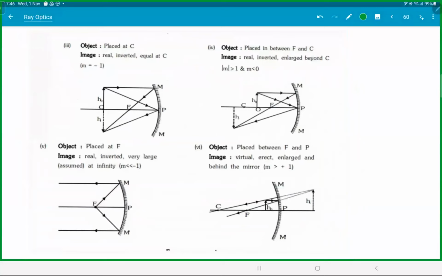Look at these cases. If you keep the object at the center, you get the image at the center. If you keep the object between the center and the focus, then the image is extended. It is beyond the center and it is extended. If you place it at the focus, you get it at the focus. If you keep the object between the focus and the pole, you get a virtual image.